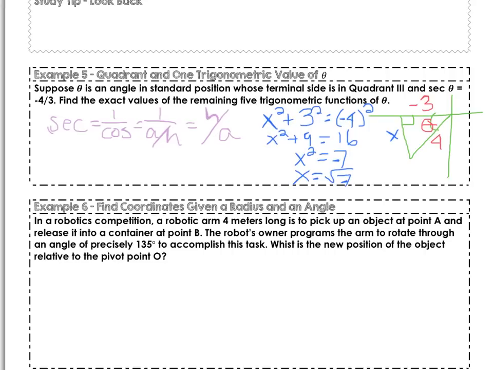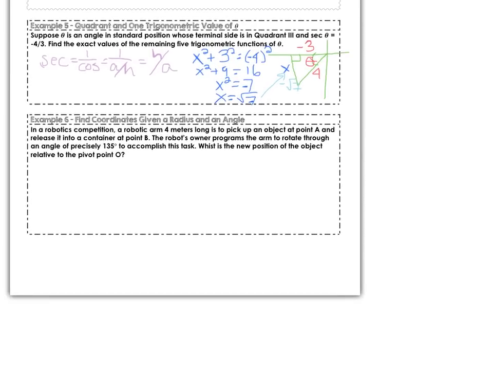The other thing we need to recognize is that because I'm in the third quadrant, this leg is also going to be negative. So it's actually negative radical 7 for the purposes of our unit circle. All right, now let's figure out our missing values. Secant is the reciprocal of cosine, so it's easy to first figure out cosine, because cosine is the adjacent over the hypotenuse, and the adjacent was -3 and the hypotenuse was 4.